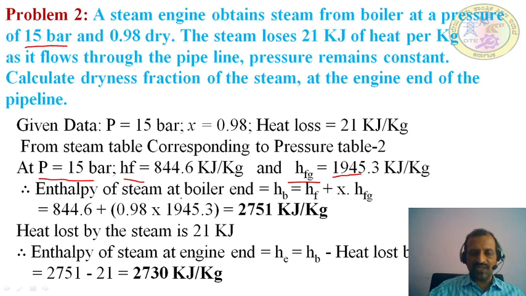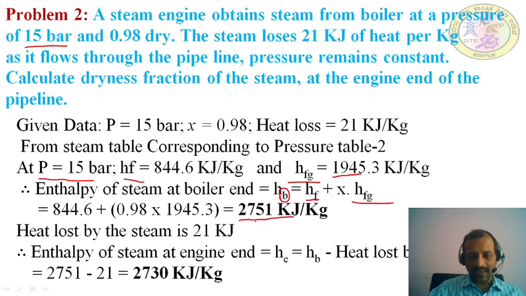Then find the total enthalpy of steam at the boiler end. The enthalpy of steam at the boiler end is hB, B means the boiler end. So hB = hf + x hfg. From the steam table you have already noted down the values of hf and hfg. Substitute in the formula: 844.6 + 0.98, the dryness fraction, times 1945.3, then you will get 2751 kilojoules per kg. This is the enthalpy of the steam at the boiler end.